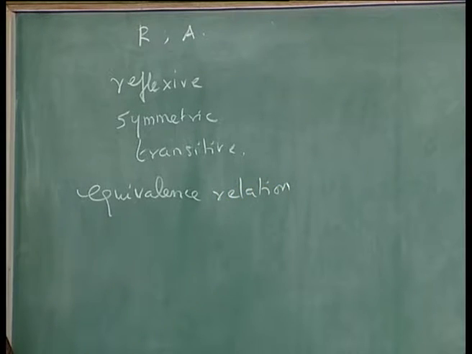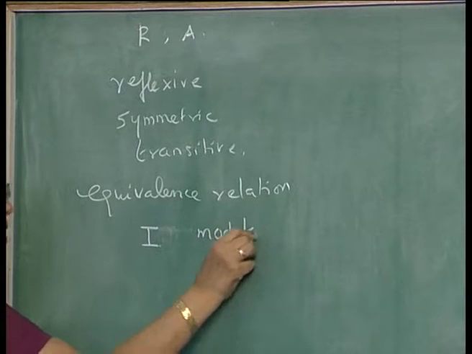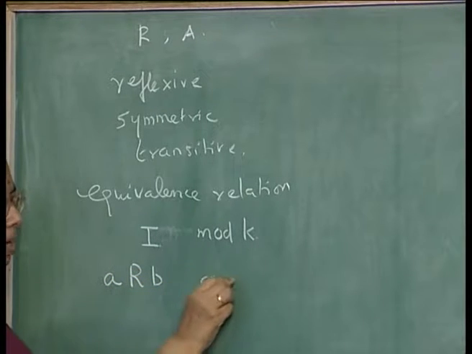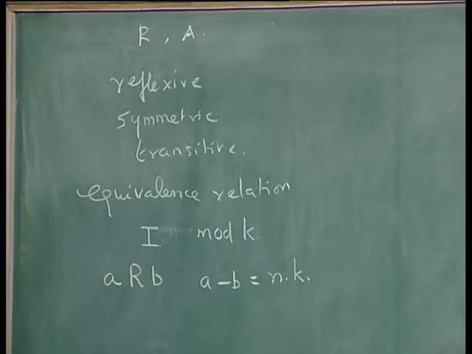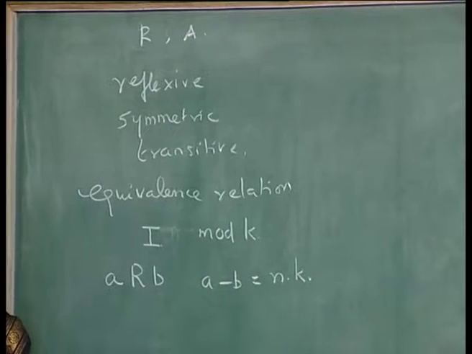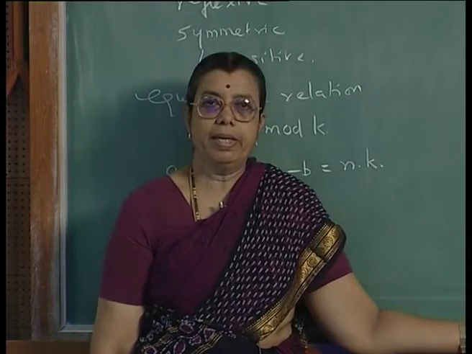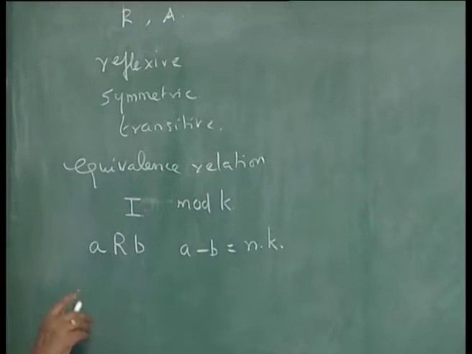And we have seen some examples of equivalence relation. One is the mod k relation on the set of integers. Two integers a and b are related if a minus b is equal to some n times k, or a and b leave the same remainder when divided by the integer k. This is called the mod k relation, and we have seen that it is an equivalence relation because it satisfies the three properties: reflexive, symmetric and transitive. And it divides the set of integers into k equivalence classes.